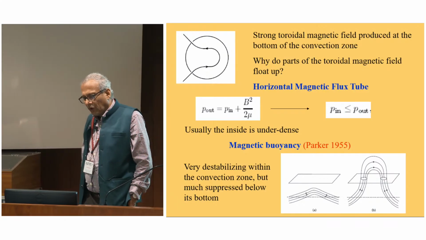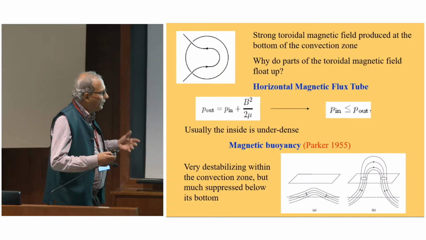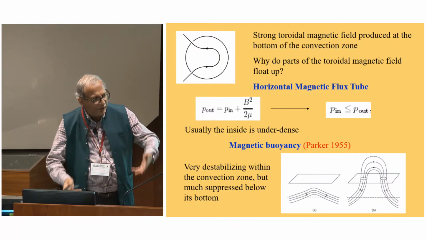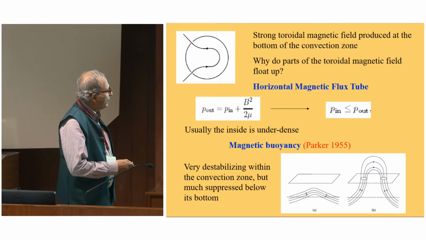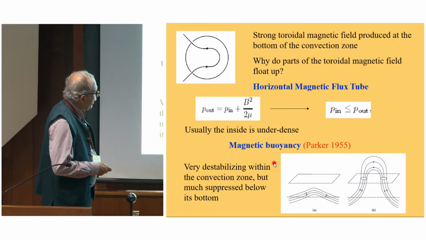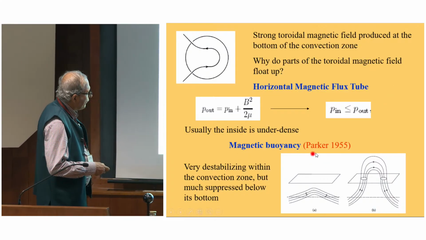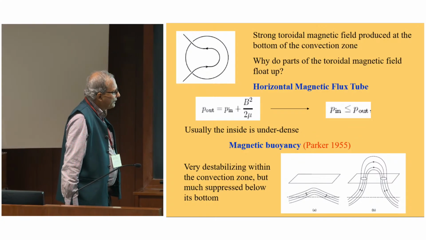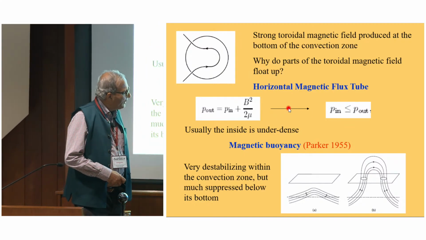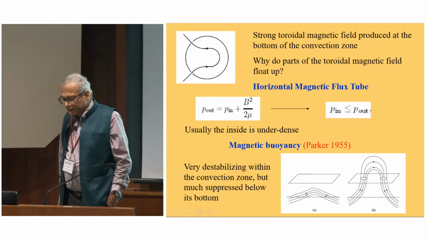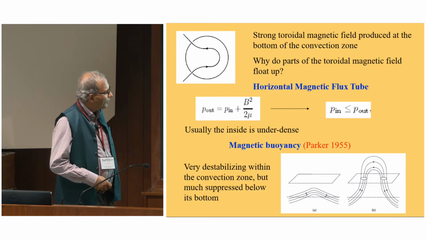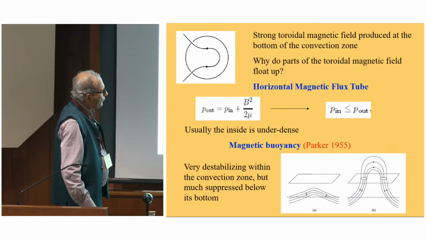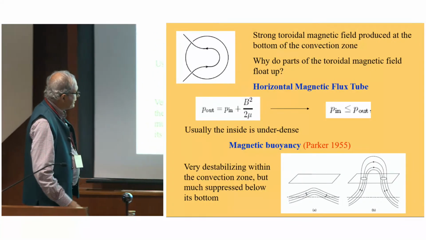And Archimedes taught us many years ago that in such a situation, if something has lower density compared to the surrounding fluid, it will become buoyant. So this is known as magnetic buoyancy, and in this context, it was first pointed out by Parker. And he also studied this problem carefully, and he found that magnetic buoyancy is particularly strong within the convection zone of the sun, but below the bottom of the convection zone, the magnetic buoyancy can be suppressed.